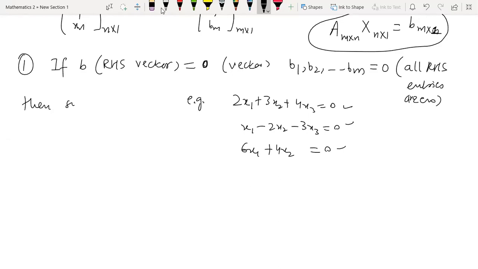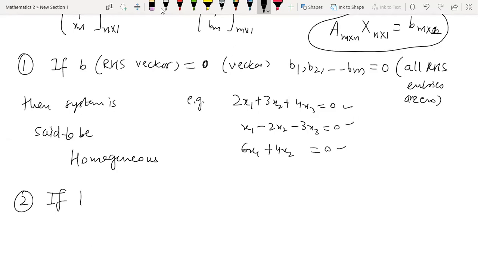Then the system is said to be homogeneous. Homogeneous system of linear equations. It's the same thing which we even did in differential equations. We remember that if the right hand side of the differential equation was 0, we call it a homogeneous differential equation, while if we had something non-zero on the right hand side, we call it non-homogeneous.